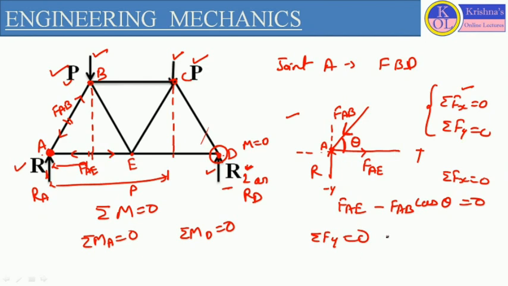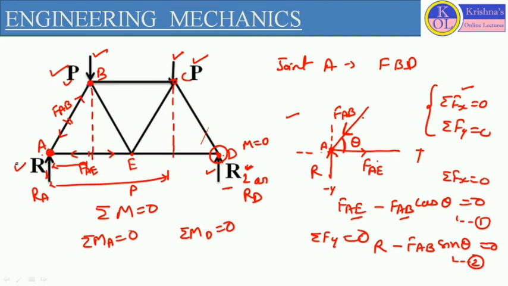So we will define all the forces. So here in y direction, the force is R, and the next force which is in y direction, that is FAB sine theta. So that is equals to 0. So here we have equation number 1 and we have equation number 2. But it's not necessary that we can define these two forces FAB and FAE for the joint A only. Here we cannot define these two forces with the help of joint A free body diagram. So what we will do, we will take another joint.